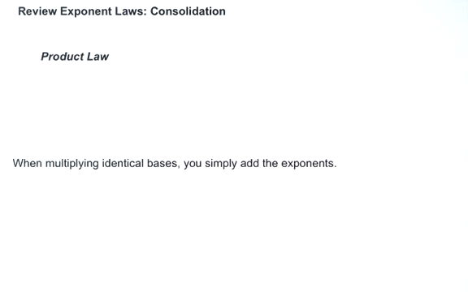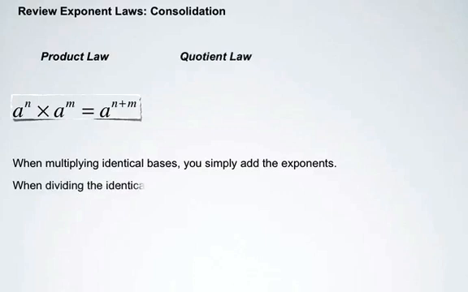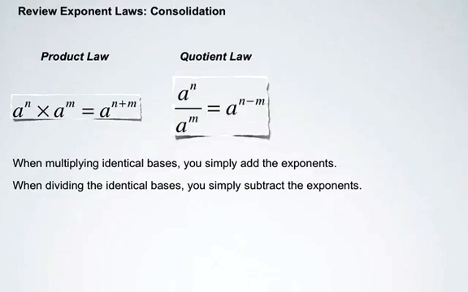Let's do a quick review and consolidate what we just learned. The product law. When multiplying identical bases, you simply add the exponents. So a to the n times a to the m is equal to a to the n plus m. The quotient law. When dividing identical bases, you simply subtract the exponents. So a to the n divided by a to the m is equal to a to the n minus m.